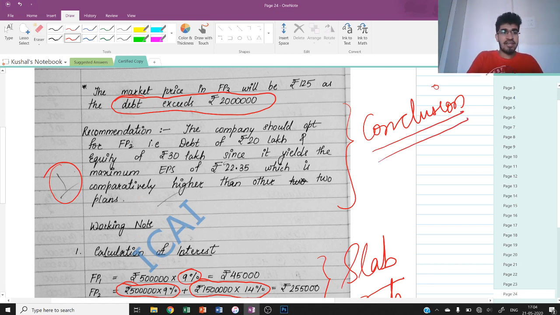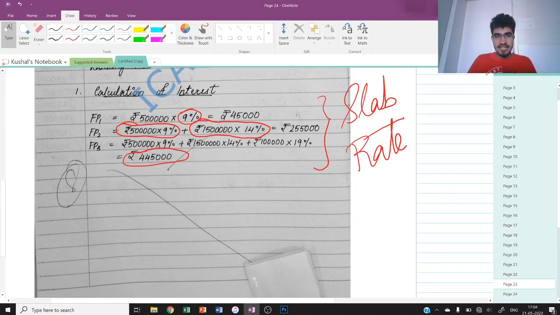The company should opt for FP2, that is debt of 20 lakhs and equity of 30 lakh, since it yields the maximum EPS of rupees 22.35, which is comparatively higher than the other two plans. Okay, this is how you present your answer in the examination.